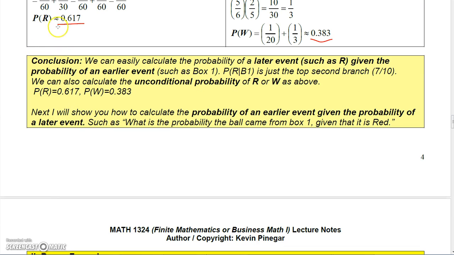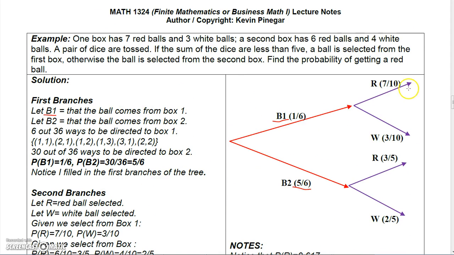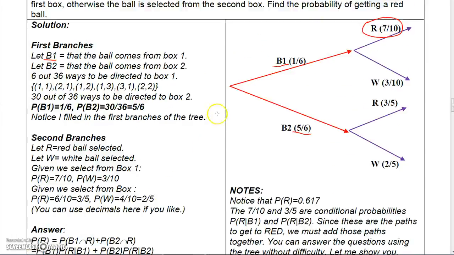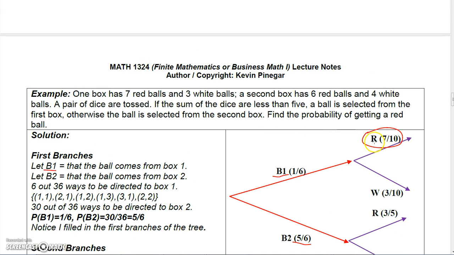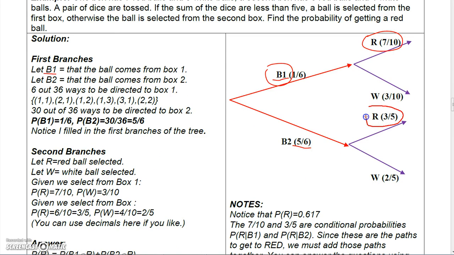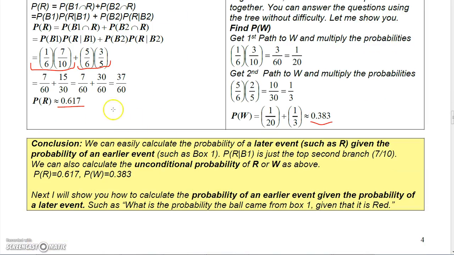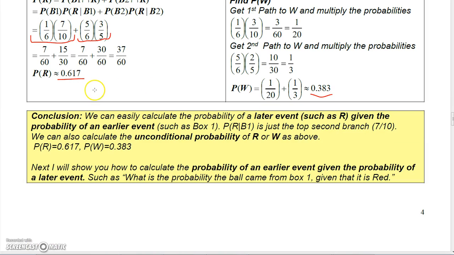So the conclusion here is we can easily calculate the probability of a later event, such as red, given the probability of an earlier event, such as box 1. Because, see, these are conditional probabilities. This is not the probability of red. Remember, the probability of red is 0.617. This is actually the probability of red given box 1. In other words, given that we selected from box 1. And this is the probability of red given that we selected from box 2. So that's different than just the probability of red. So keep that in mind.